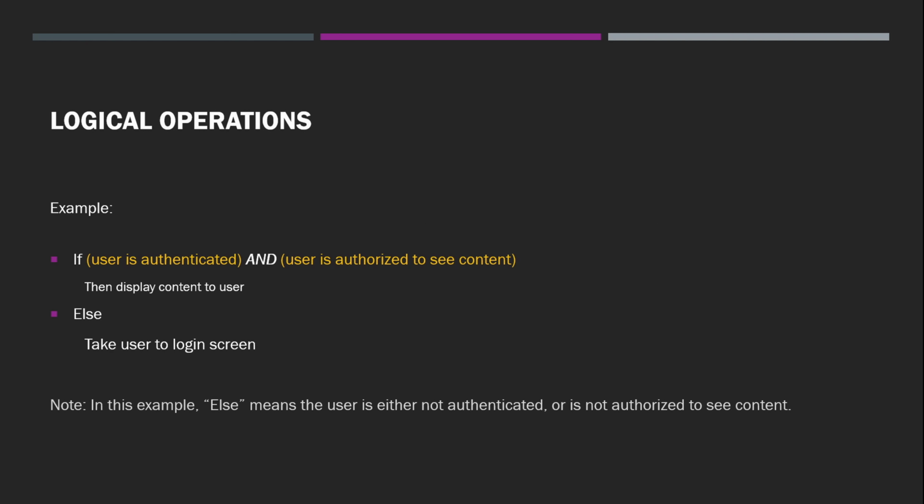Here's a very good example applied to our field of expertise here, which is software. If user is authenticated and user is authorized to see this content, then display content to the user. Or else, take the user back to the login screen. Mind you here that in this example, else means that the user is either not authenticated or not authorized to see the content.